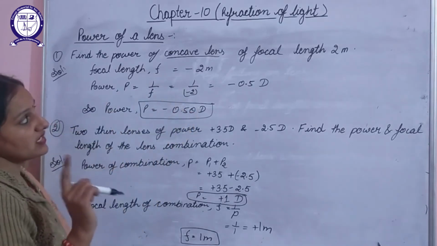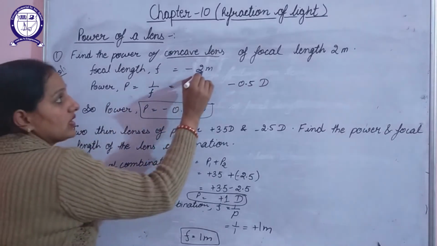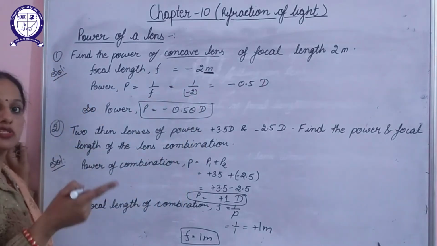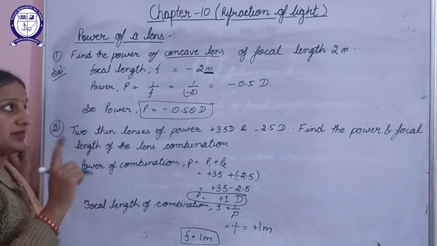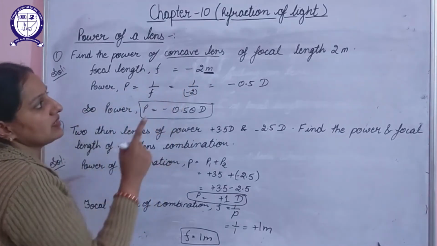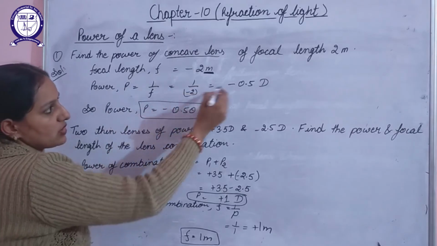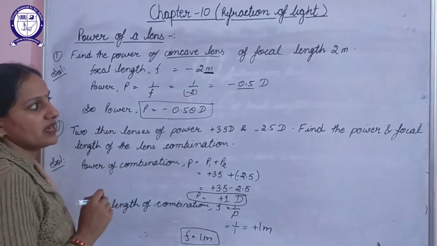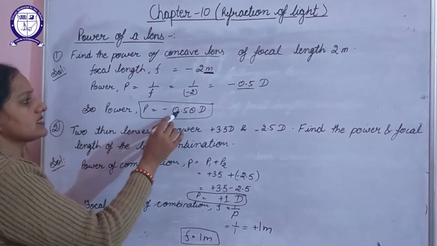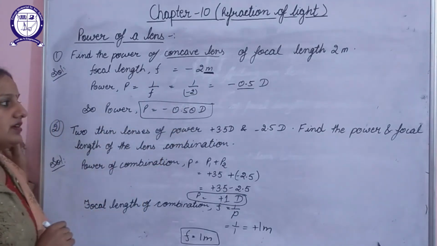The second thing we need to consider here is that the focal length should always be in meter. If it is in centimeter, then we will convert it into meter. Make sure that while calculating power, focal length must be in meter. On solving, you will get -0.5 and the unit for power is diopter. So power is -0.5 diopter.